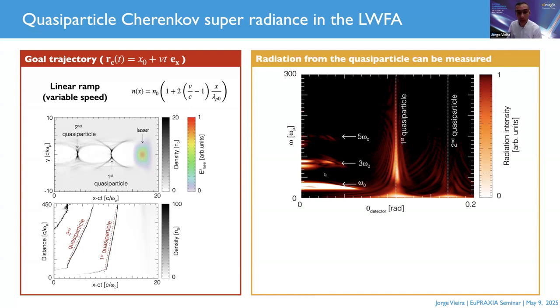So interestingly, the simulations also capture the radiation emitted by the electrons as they interact with the laser. This is the emission of these electrons at the fundamental frequency of the laser. This is at the third harmonic and even the fifth harmonic. And what's interesting here is that this quasi-particle radiation is stronger. The intensity is higher than for the third harmonic, for example. So in principle, this radiation can be measured in experiments. It's sufficiently bright to be measured in experiments.